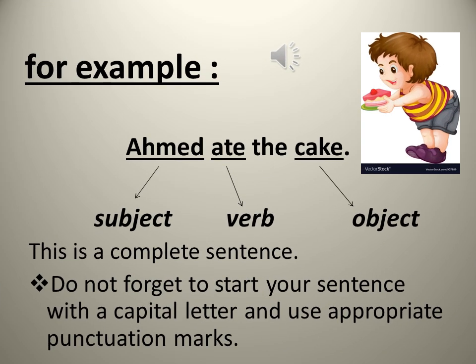Let's do an example. Ahmed ate the cake. Over here, Ahmed is the subject, ate is the verb, cake is the object. This is a complete sentence. Do not forget to start your sentence with a capital letter and use appropriate punctuation marks like full stops, commas and apostrophes.